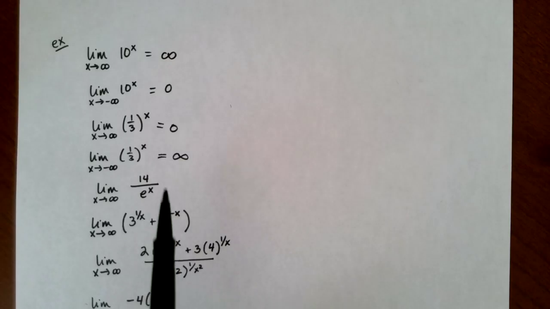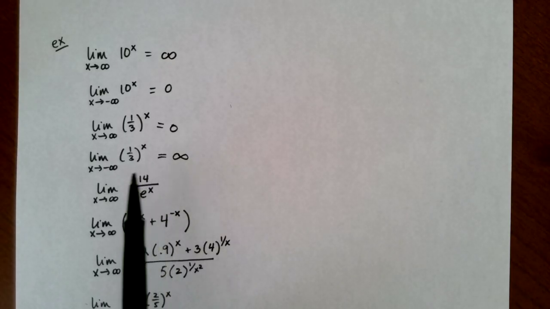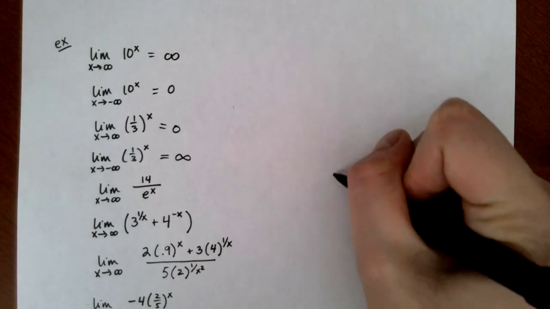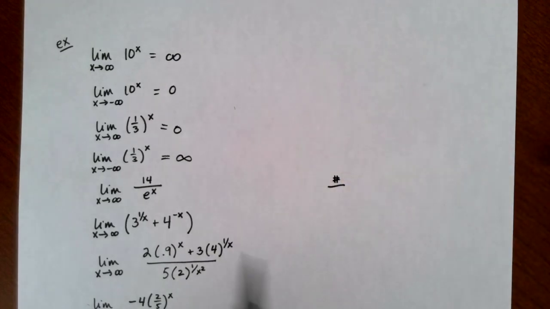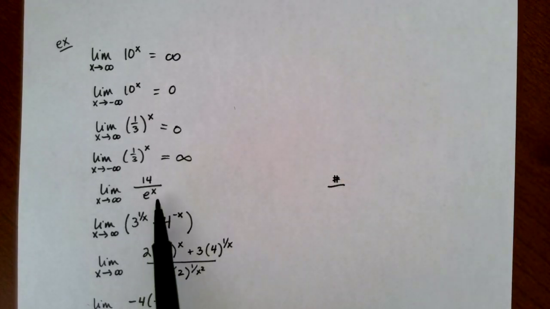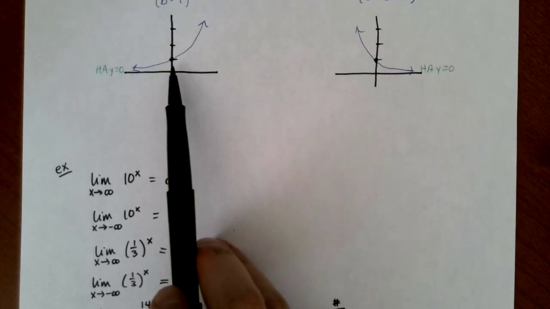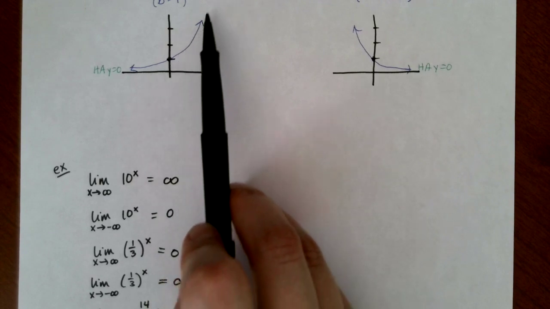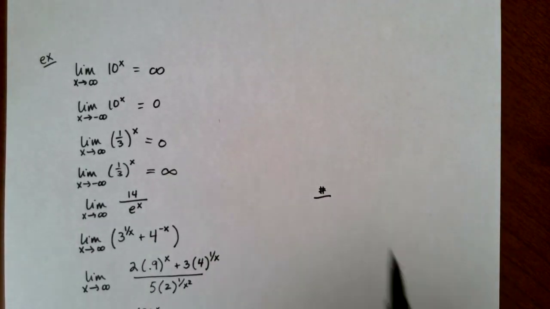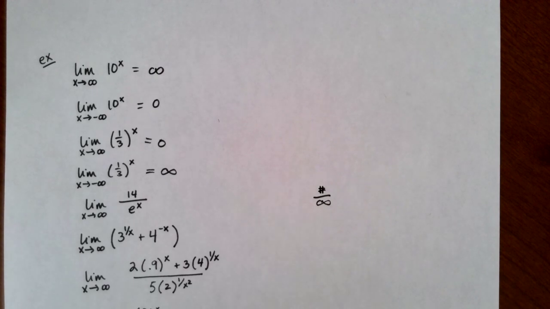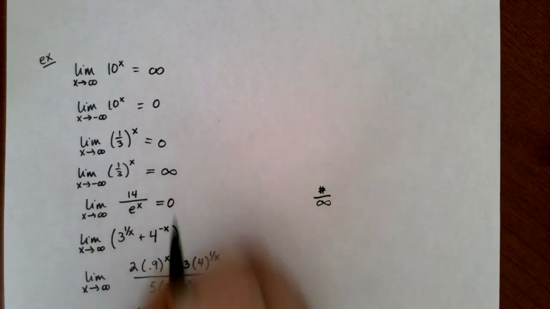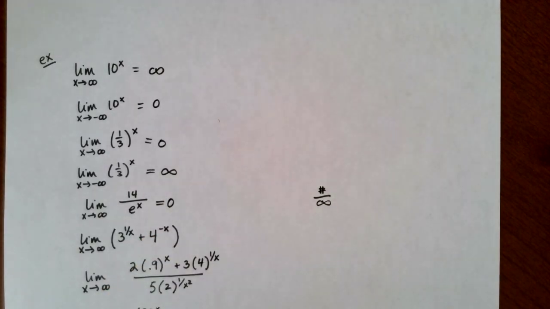Or you could think of it exactly as it is and just say, all right, on top, I have a fixed number, 14. And on the bottom, I know e to the x. E is about 2.7-ish. So it's one of these pictures. So as x approaches infinity, it just gets bigger, bigger, bigger. So I have a number over something going to infinity. So that limit will be 0. Either way you think about it, this should be your final conclusion.